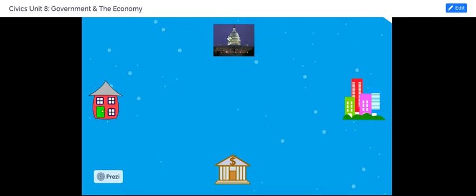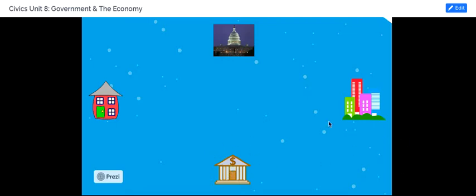So this one at the top should be government. This is Capitol Hill, where our federal lawmakers come and hang out. On the left side is the House of Representatives, and on the right side is the Senate. All right, over here on the left is households. On the right would be business firms, and at the bottom we'll have banks.